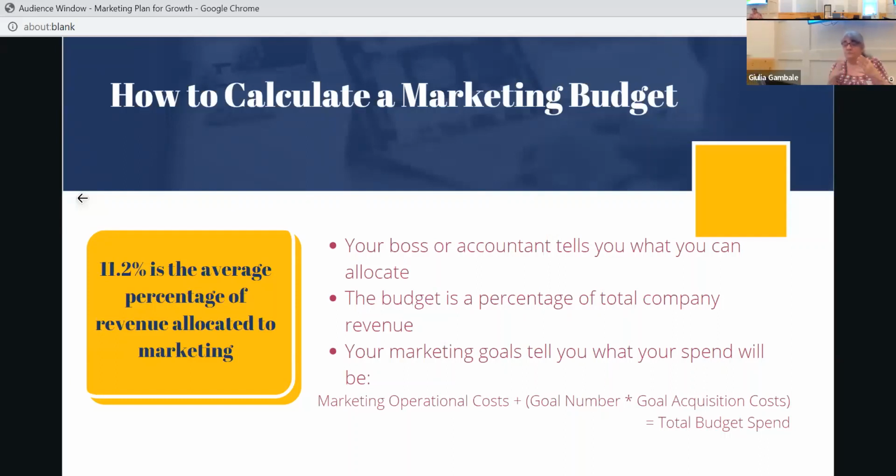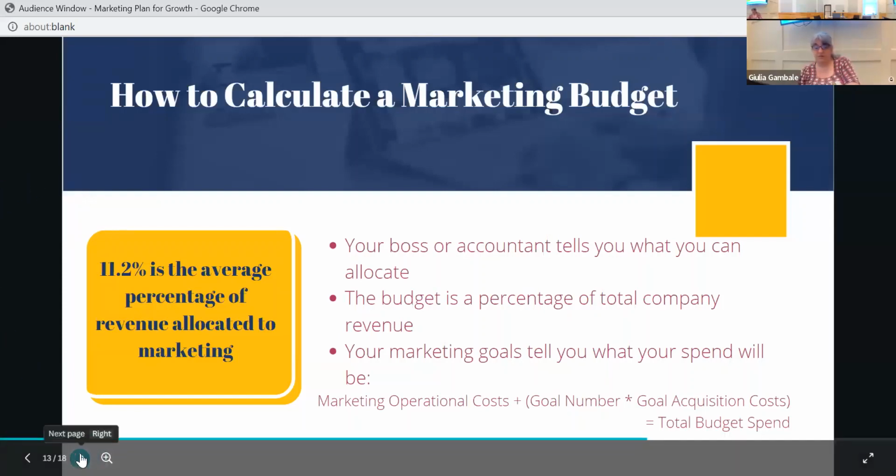The budget is a percentage of total company revenue in the yellow box to the left. Your marketing goals tell you what your spend will be, right? So there's a little formula down at the bottom: marketing operational cost, plus the goal number of how many widgets you want to sell, how many clients you want to have, equals the total budget spend. Again, this will be in the documents, the templates that I'll send over to you.